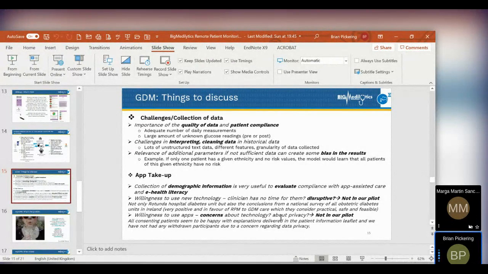Okay, I think we're coming towards the end, because I have another parallel session to go to in a minute. So what would be your take-home message from GDM?